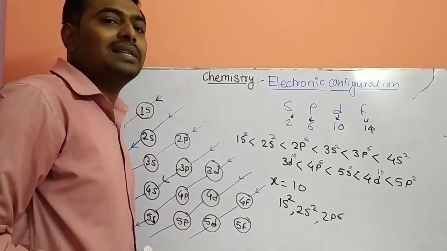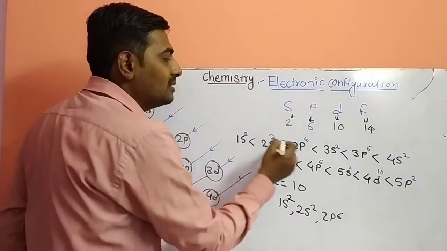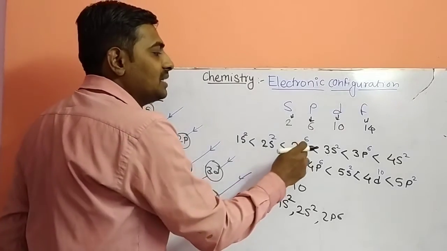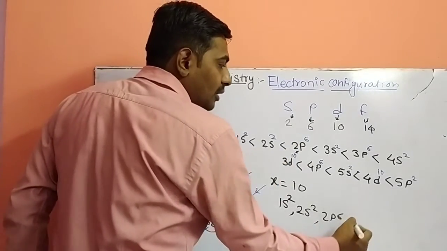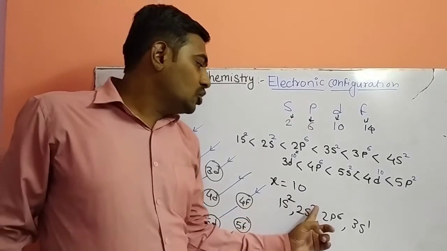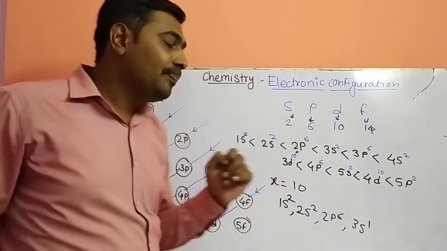If the atomic number is 11, then the next electron enters the 3s orbital, because the p orbital has a capacity of only 6 electrons. So the electron enters 3s1. That is 2 plus 2 plus 6, which is 10, plus 1, makes 11.